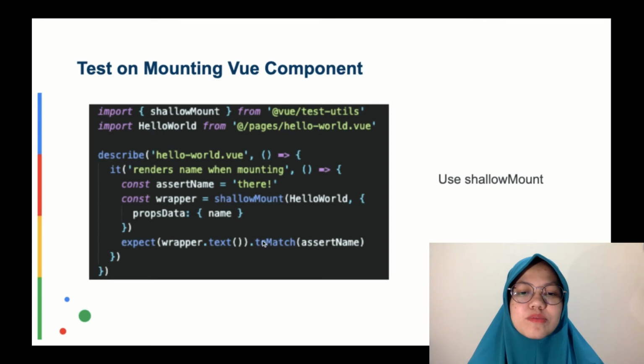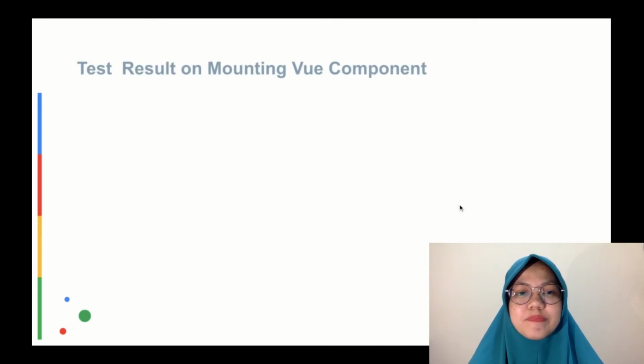So it should be matching or to match assert name. So the name inside hello world should be matched with assert name as shown here. So I use shallow mount. Let's see what happened when I run this test case.